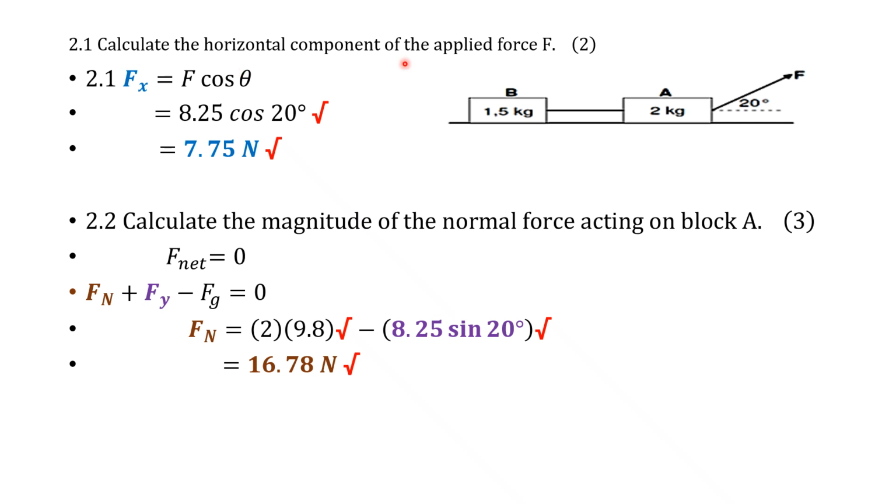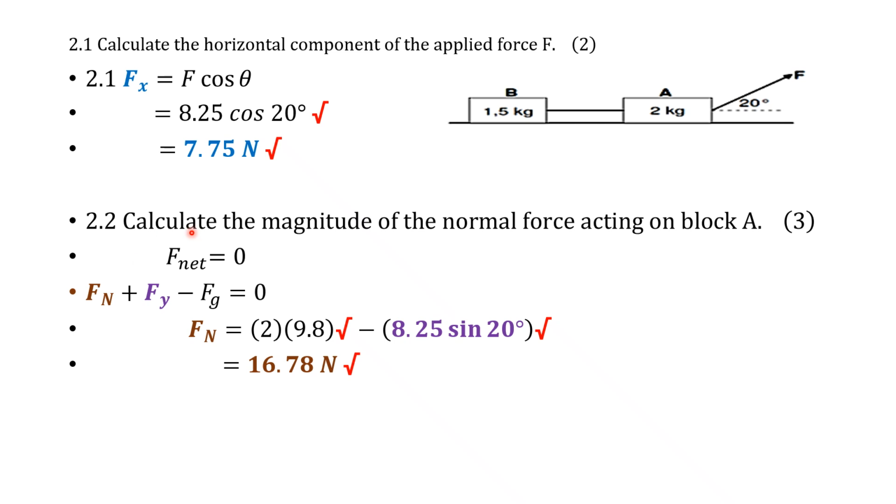2.1, calculate the horizontal component of the applied force. Once bodies are pulled in a straight line, the horizontal component will always be my applied force times cos theta. X is cos theta and Y is sin theta. So they said F is 8.25 newtons, my angle there is 20, cos 20. So my force in the X direction is 7.75 newtons. 1 mark for correct substitution, 1 mark for correct answer. Substitution in the correct formula.